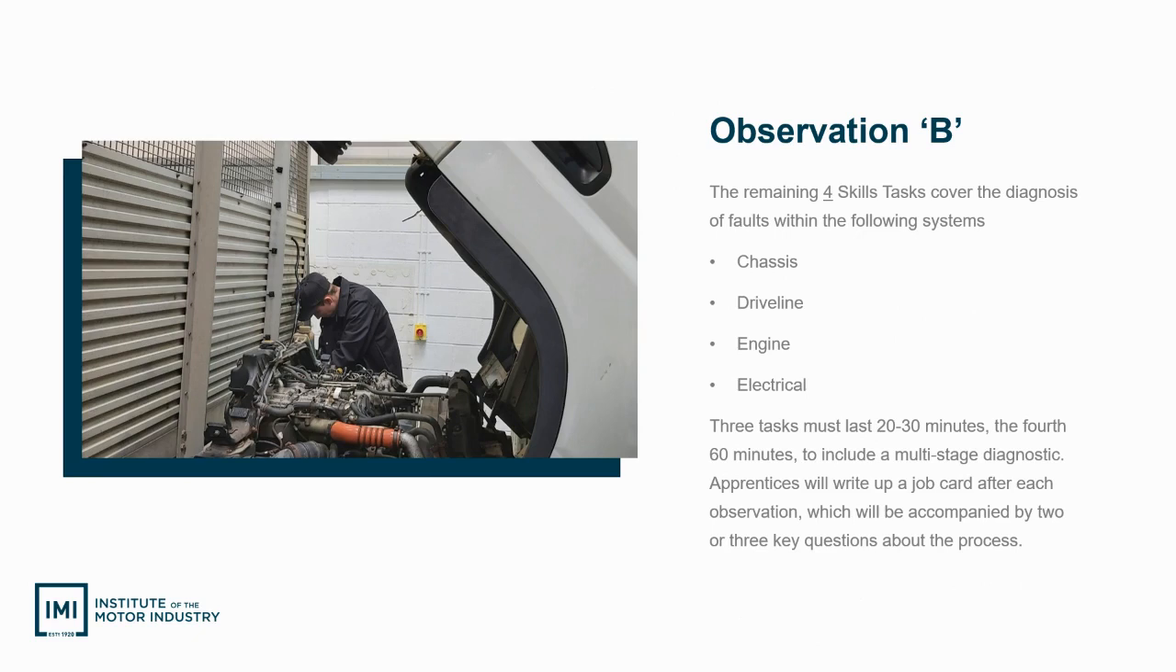The remaining 4 skills tasks are classed as Observation Type B. These 4 tasks will be conducted on the 4 specified systems as listed in the slide. 3 of the 4 tasks will have a duration time of 30 minutes, and 1 of the 4 tasks will be 60 minutes. For each of these tasks, the apprentice will be required to diagnose the faults and document on a job card what they have undertaken regarding their diagnostic process.